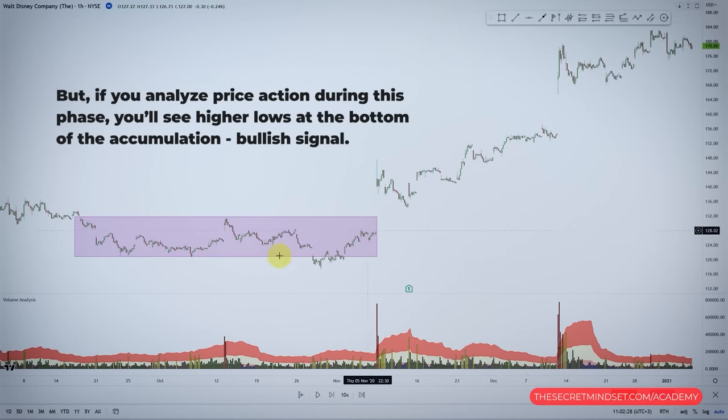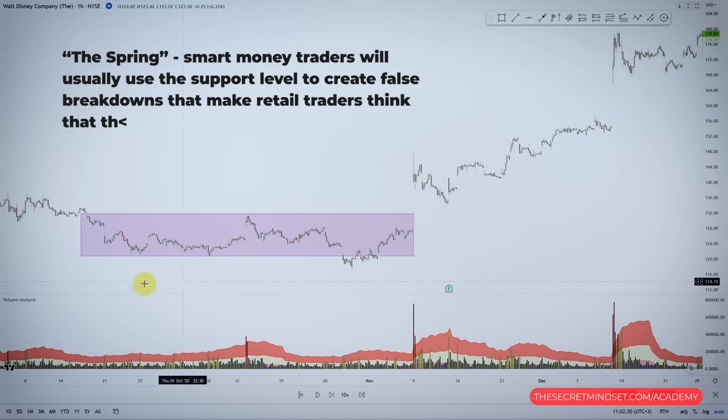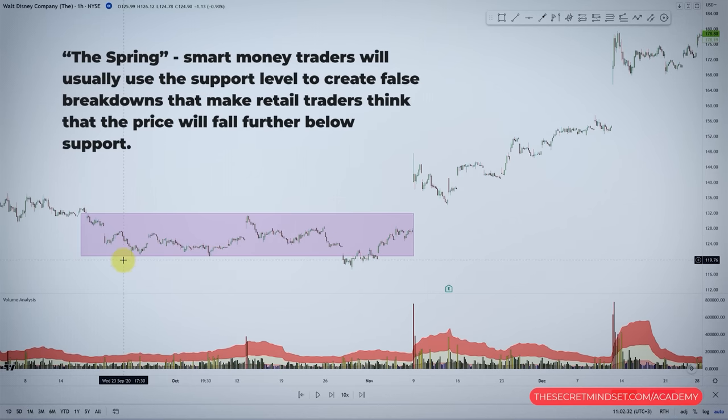Then smart money traders will use support and resistance to test and break the confidence and the conviction of retail traders by creating false breakouts that trap them on the wrong side of the market. During an accumulation phase, smart money traders will usually use the support level to create false breakdowns that make retail traders think that the price will fall further below support.